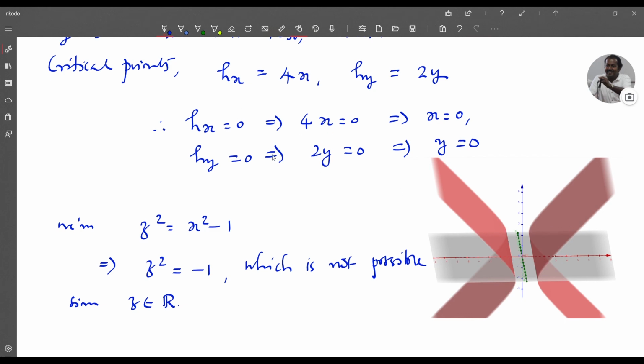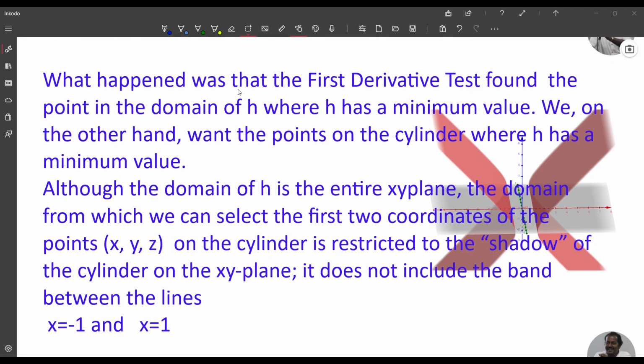So this method of substitution is not always valid. So we may think about new methods. So we will introduce the Lagrange multiplier theorem. And before that, let us see what has happened in this case. What happened was that the first derivative test found the point in the domain of h. You know that h is a function of x and y, where h has a minimum value. And on the other hand, we want points on the cylinder where h has a minimum value.